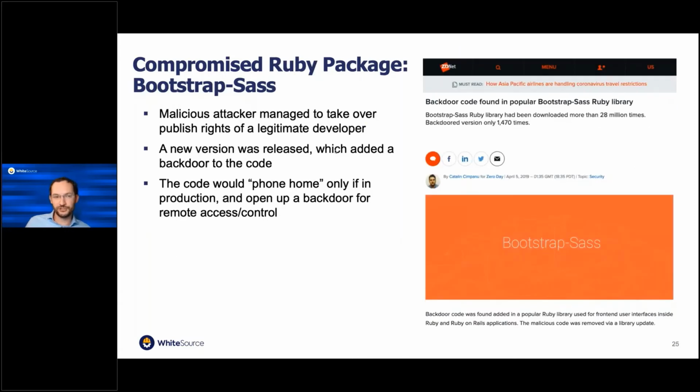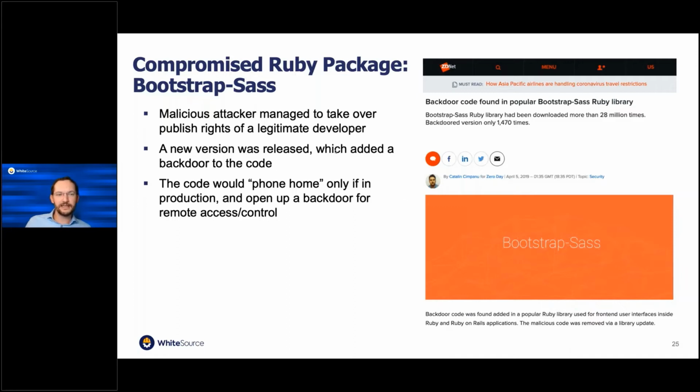Now, it's not just limited to JavaScript. There was a popular Ruby package called Bootstrap Sass. In this case, the attacker essentially hacked or took over the publish rights of a legitimate developer. We've seen this happen in different ways. For example, if a developer has reused the same email and password in different systems, and one system gets compromised and disclosed, people will scan RubyGems and npmjs and look for people using the same login. If they find that, they then look at what packages they own and they can attack that way.